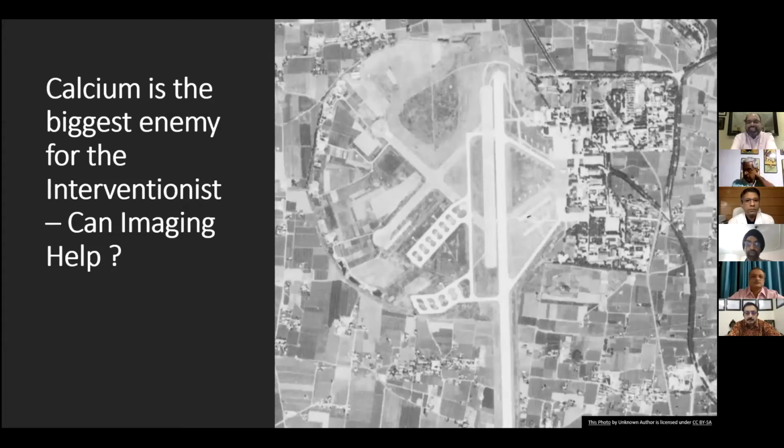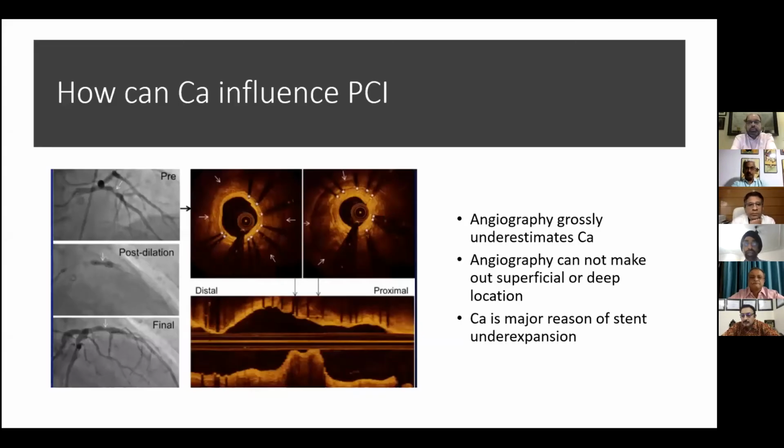The catheters don't go in, the long-term outcomes are bad, the stent doesn't expand, and stent thrombosis is common in these patients. So can imaging help? If we talk of the Indo-China border, unless we have satellite images, we can't even know what's going on across the border. Similarly, calcium is so important for us that if we can image it and find out what the calcium is, we can avoid a lot of trouble.